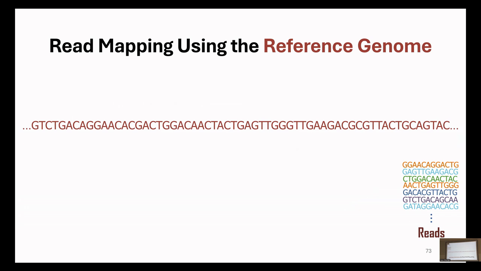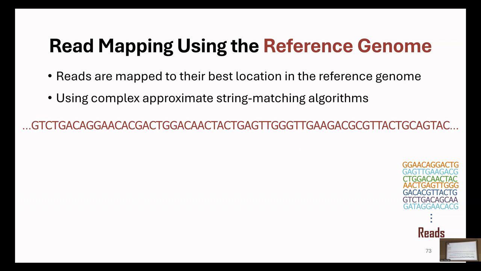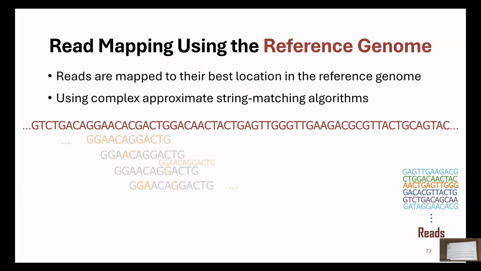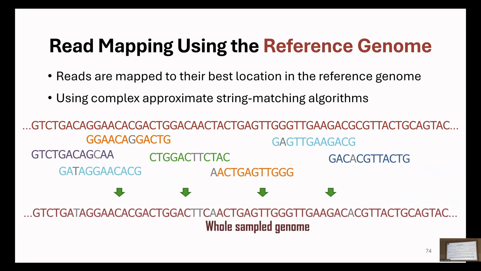How are we doing it? Using the reference genome. For example, here we get the reads. We need to map each of them to the best location. What is the best location? We're using approximate string matching algorithms. And why approximate? Because each genome is similar, but not exactly the same, and we need to allow a few changes. So for example, the first read, we take it, we compare it to all of the possible locations, and then we need to understand which is the best location. And the same we do with all other reads. And after that, we can extract the whole sample genome.